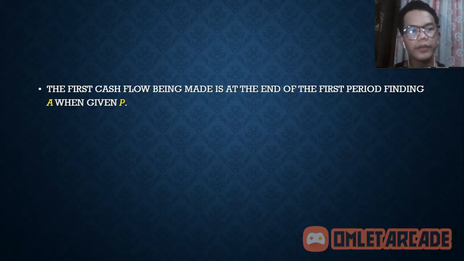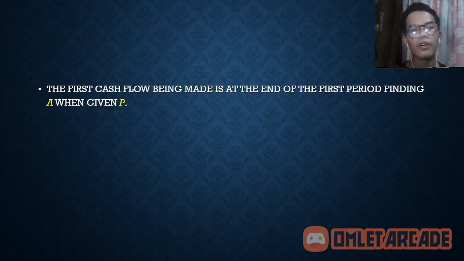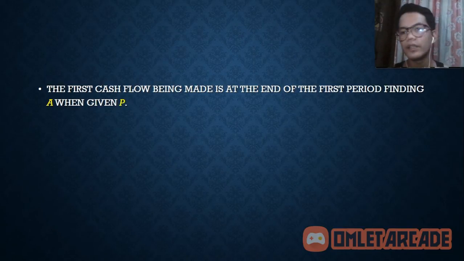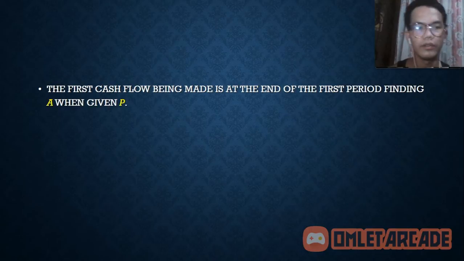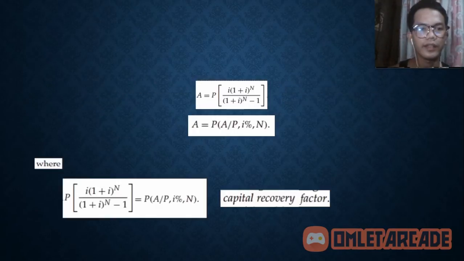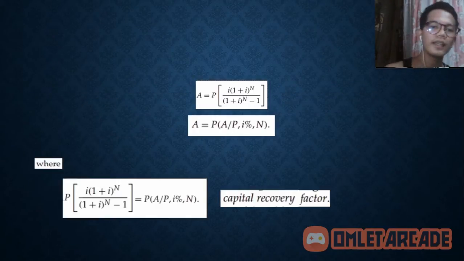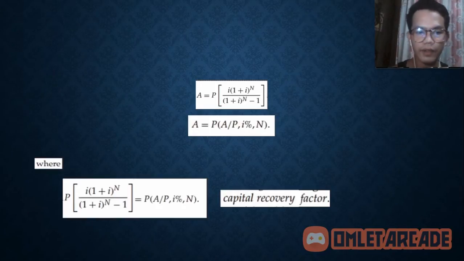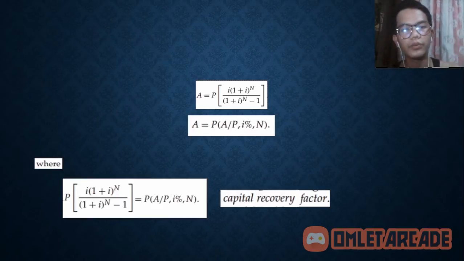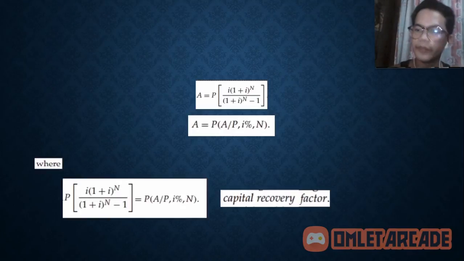This is the fourth formula, defined as the first cash flow being made at the end of the first period, finding A with the given P. At this formula, our given is P and you are going to find the value of A. Let's take up the formula. Here it is. A is what we're going to find, where P is given. We know that these two formulas are equal, so we have equated them, and this is our capital recovery factor formula.